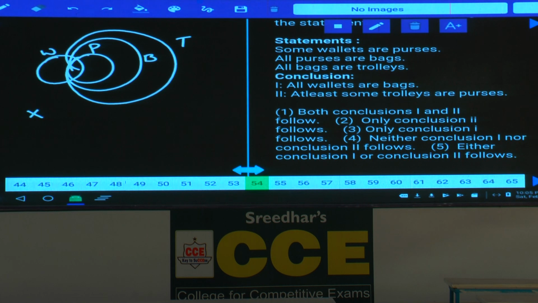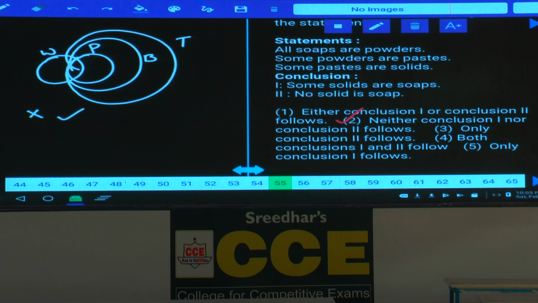It is false. Second one, some trolleys are purses, and all purses are trolleys, means some trolleys are purses is definitely true. Then what is your answer here? Only conclusion 2 follows, that is choice 2. Question number 54, choice 2 is the answer. Then coming to question number 55.